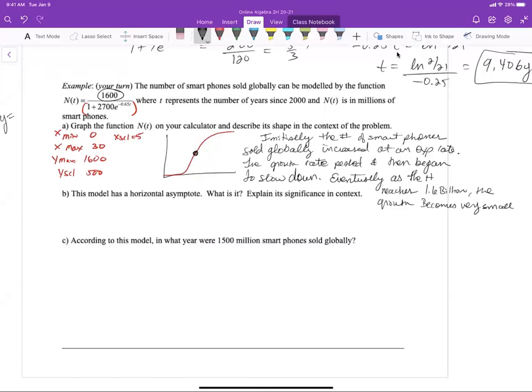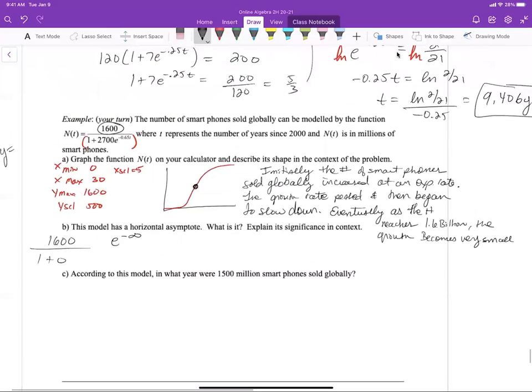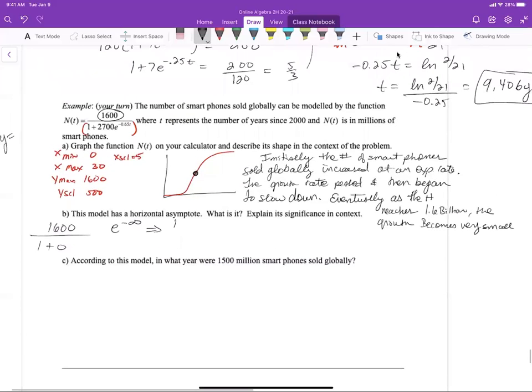What is it? Explain its significance. So how do you find that horizontal asymptote? You find what happens to that function as the time goes to infinity. And so you essentially end up with 1 plus 0. And where did I get that 0? e to the negative infinity. So you plug in infinity for time. And what is e to the negative infinity? That's the same as 1 over e to infinity, and that becomes 0. And so now we have 1,600 divided by 1, so y equals 1,600. There's your asymptote.